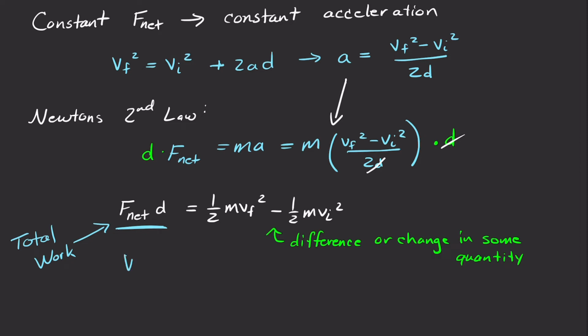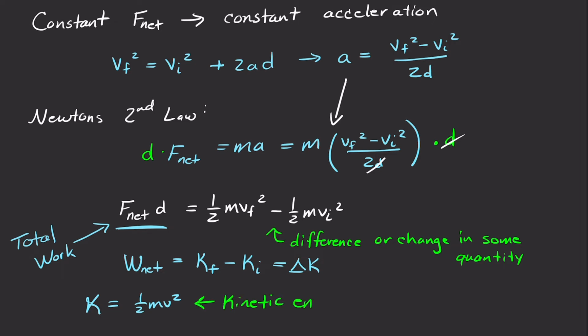And so this is going to be our net work or total work. And we're going to call 1/2 mv squared our kinetic energy. So this is our final kinetic energy minus our initial kinetic energy, or delta K, where kinetic energy is 1/2 mv squared. This is what we'll call kinetic energy. It also has units of joules, since the change in kinetic energy is equal to the work. And this is the energy we associate with motion.